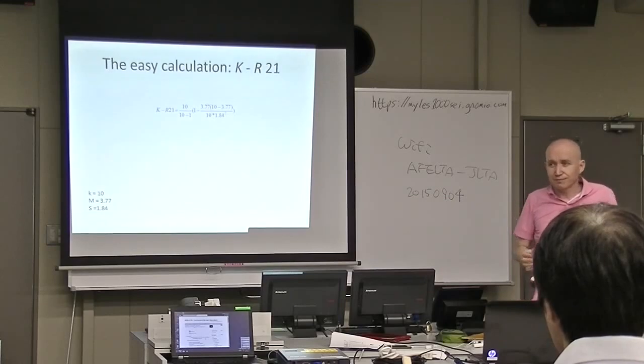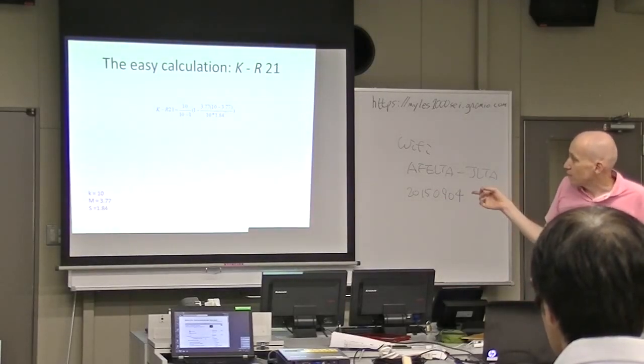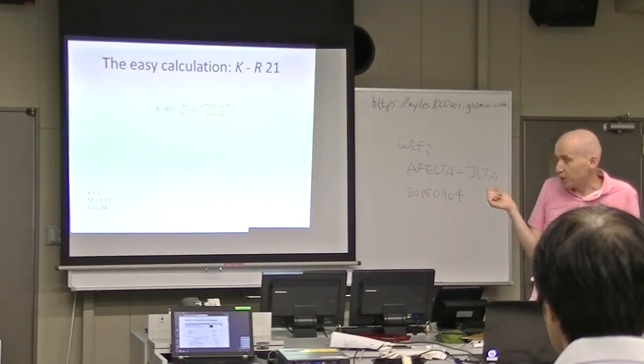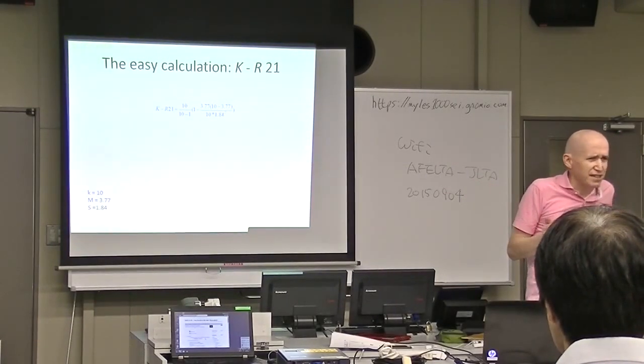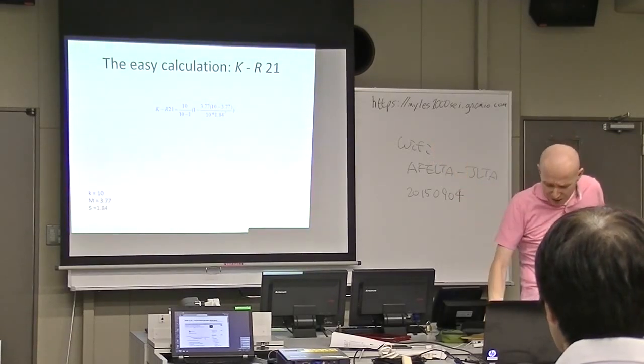10 items. Average is 3.77. Standard deviation is 1.84. Is it a good test? Is it going to give us our distribution? No, it's really not. Let's have a look.